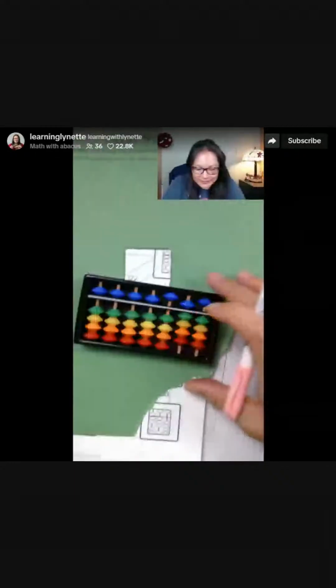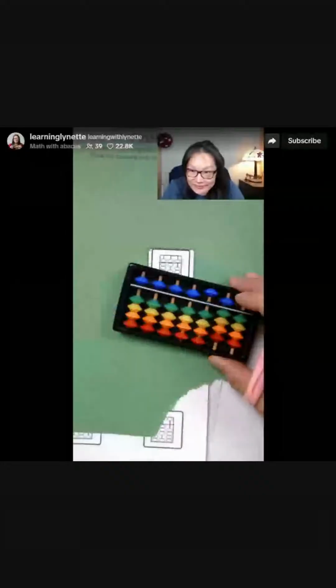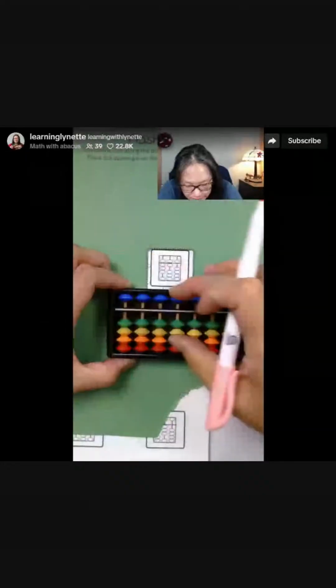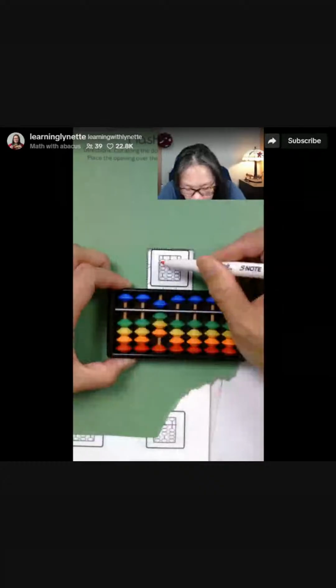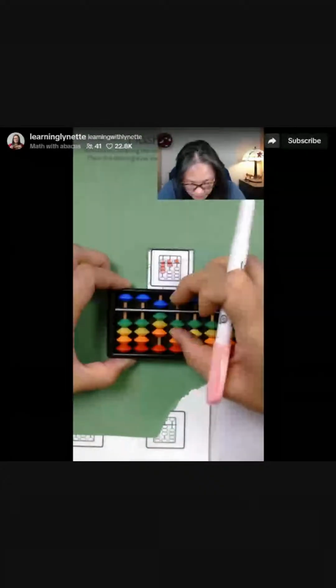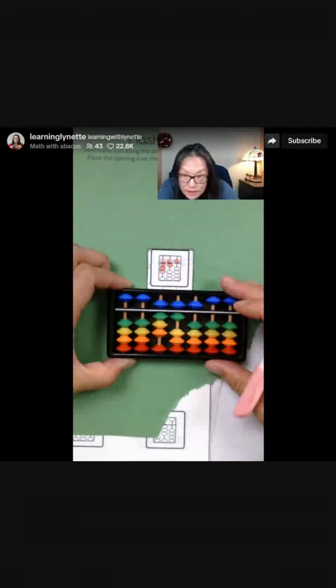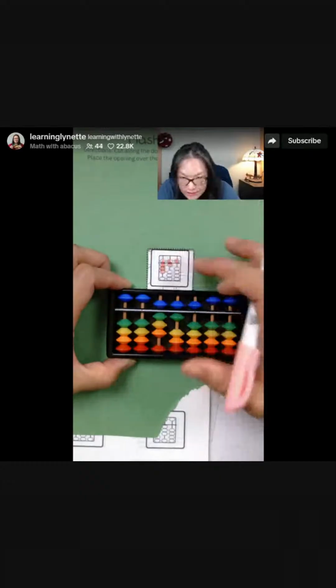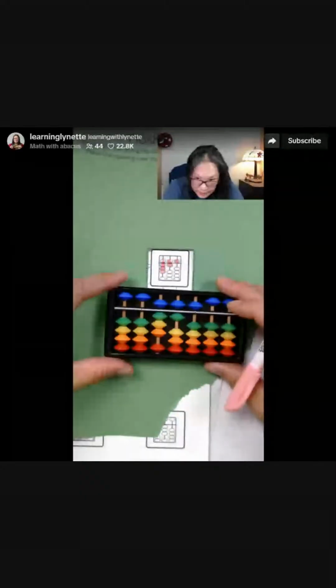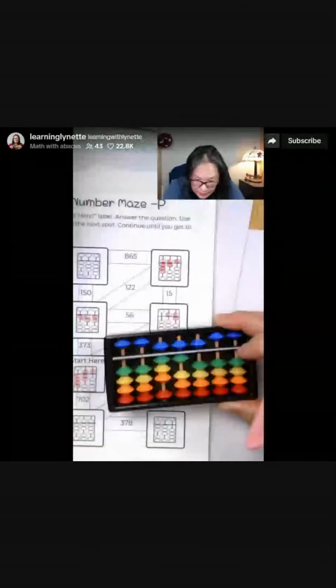What number is that? So I have my hundreds, my tens, and my ones. Hundreds, tens, and ones. That's what it is. 865. Yep. 865. And then it takes me here.